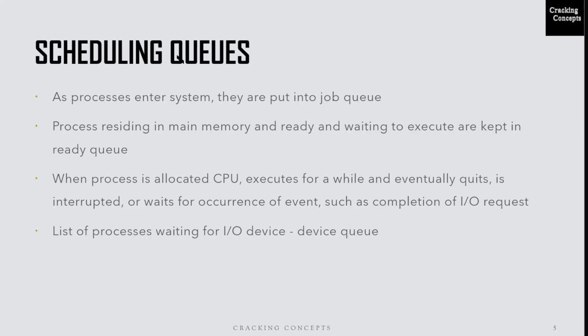The system also includes other queues. When a process is allotted the CPU, it executes for a while and eventually quits, is interrupted, or waits for the occurrence of a particular event such as the completion of an I/O request. Suppose the process makes an I/O request to a shared device such as a disk. Since there are many processes in the system, the disk may be busy with the I/O request of some other process. The process therefore may have to wait for the disk. The list of processes waiting for a particular I/O device is called a device queue. Each device has its own device queue.